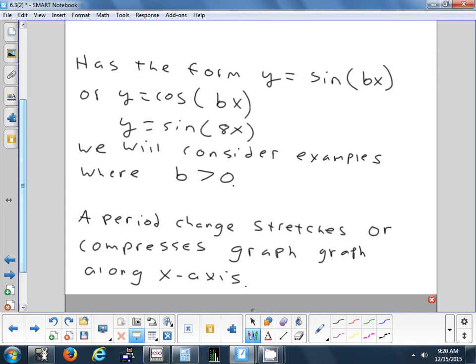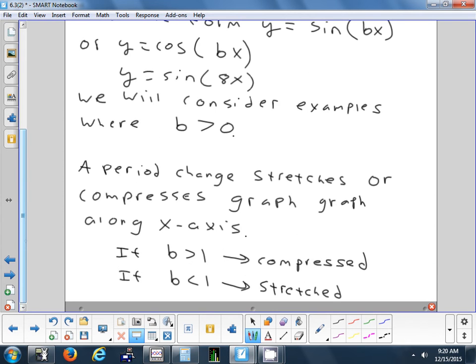All your horizontal transformations do the opposite of what you would think. The bigger the number, the more you compress it. Small numbers, like 1/3, 1/2, 1/4, make the graph bigger. So you just have to remember that. Numbers bigger than 1 cause it to compress. Small numbers between 0 and 1, we're never going to go below 0, cause it to stretch.